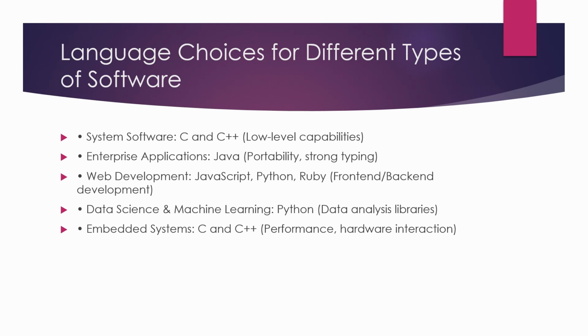When it comes to web development, JavaScript dominates the front end, and with Node.js it also powers the backend. Python and Ruby are also widely used for web applications due to their simplicity and extensive frameworks. In data science and machine learning, Python has become the go-to language because of its rich ecosystem of libraries like TensorFlow and Pandas. For embedded systems where performance and direct hardware interaction are crucial, C and C++ continue to be the dominant choices.